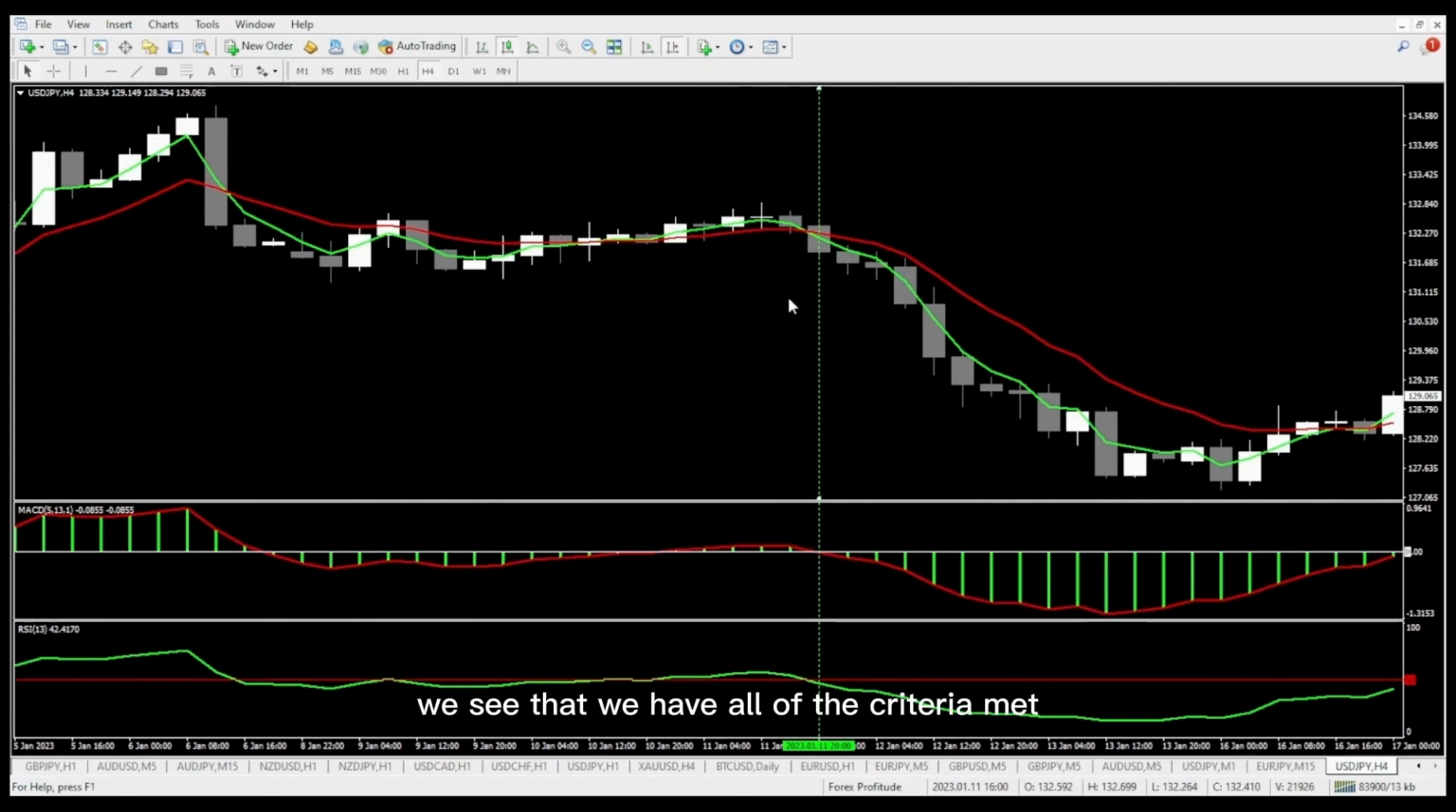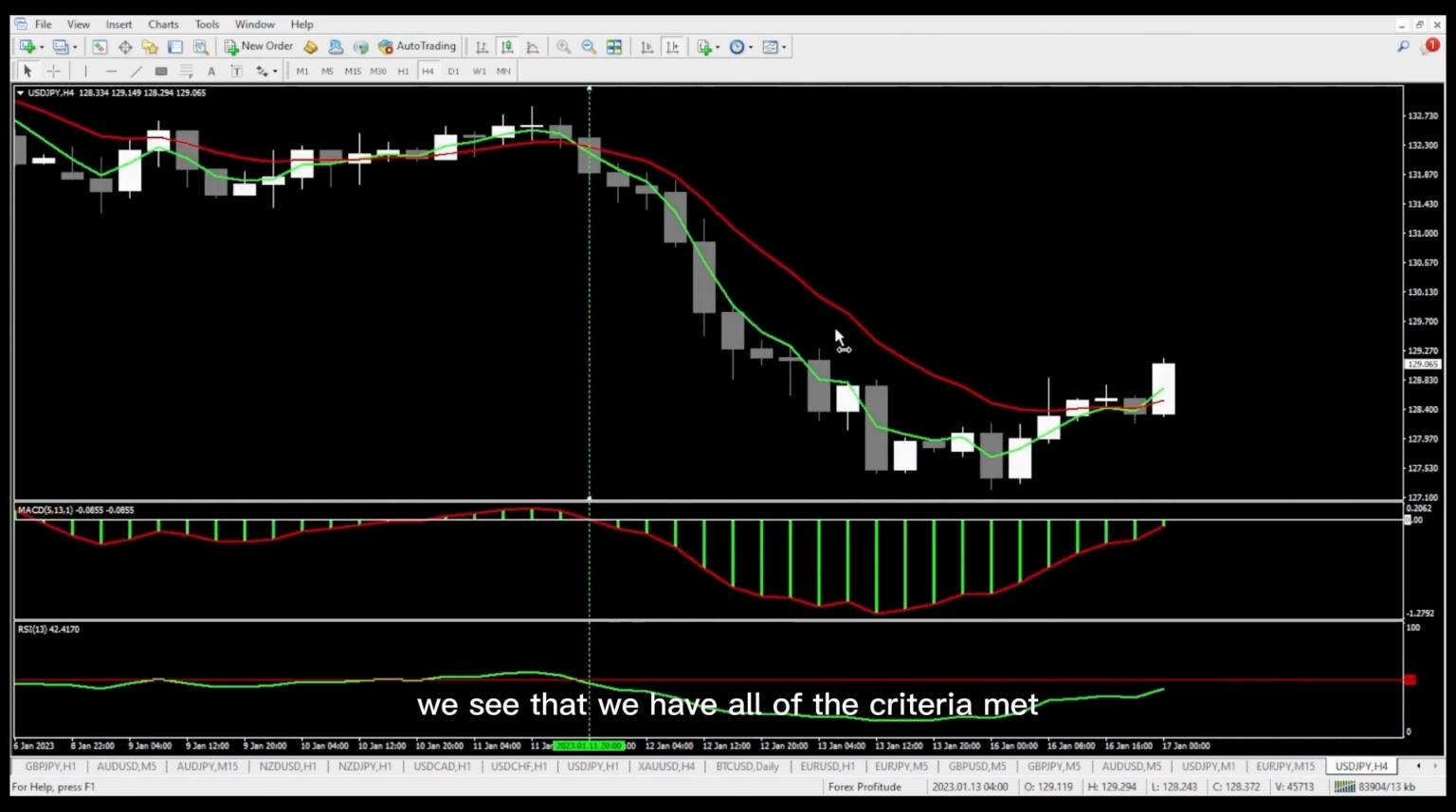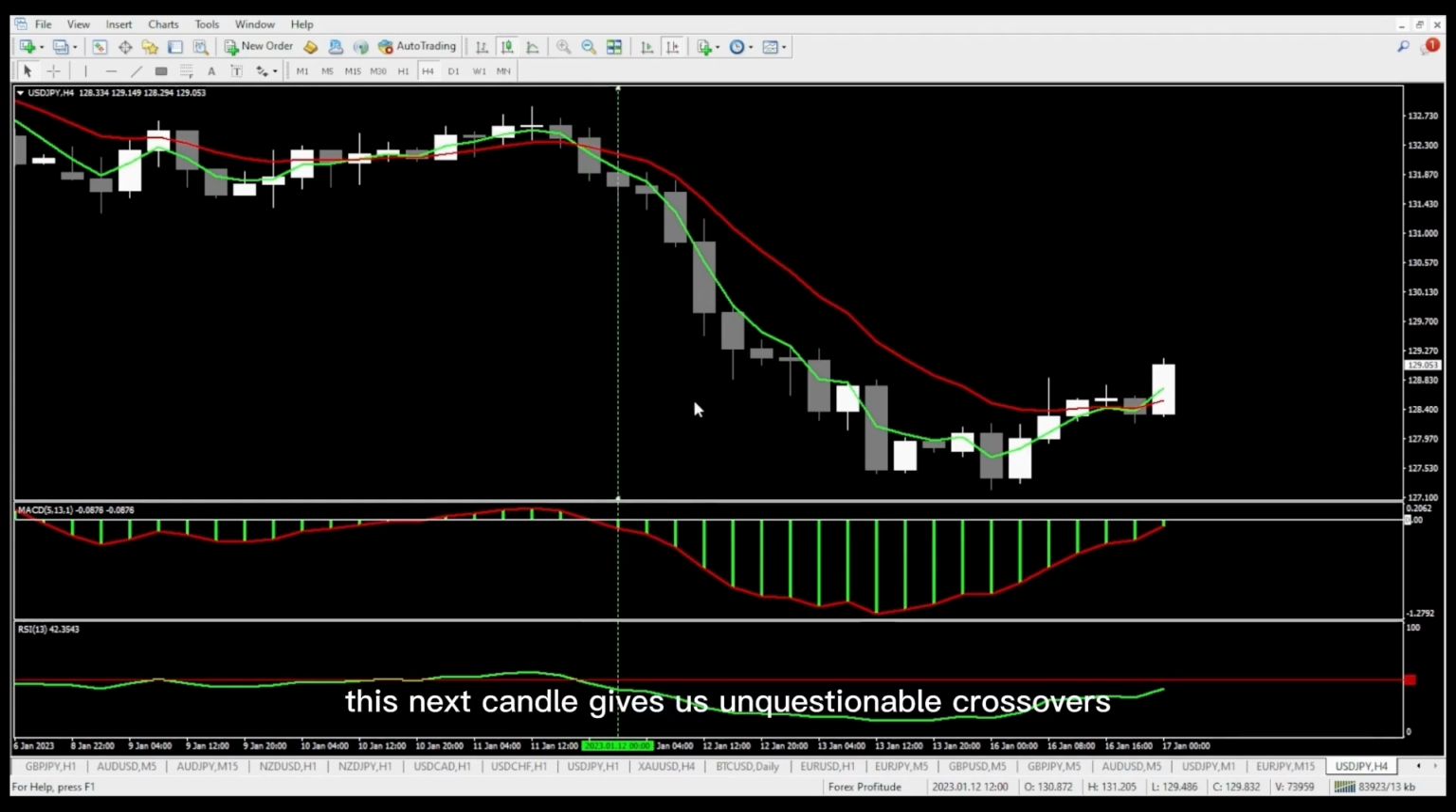Now, with that being the case, on this one candle right here, we see that we have all of the criteria met. Now, with this MACD, this might be a little bit of a gray area. This MACD looks like it's right on the line. So if that is the case, I want to wait till the next candle. This next candle gives us unquestionable crossovers to the downside. We have the 3 EMA underneath the 10 EMA. We've got the MACD underneath the 0 line, and we also have the RSI underneath the 50 level.